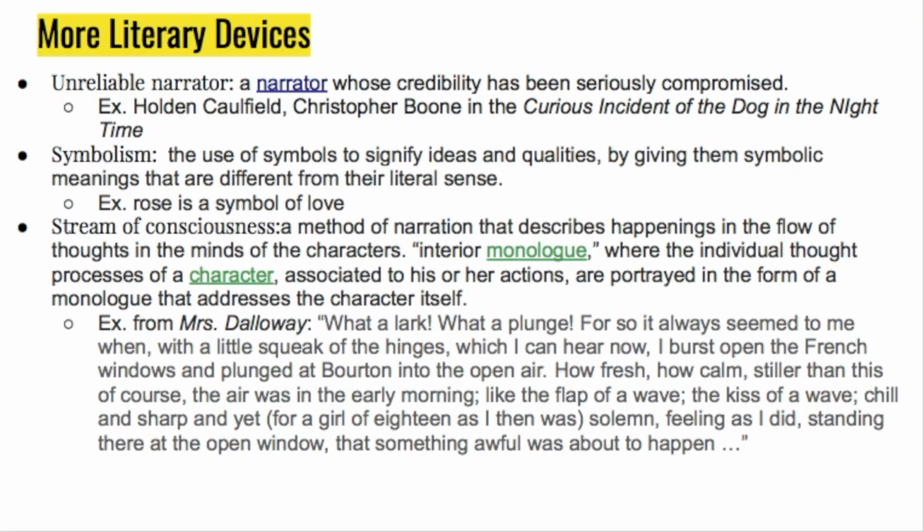We have an unreliable narrator. So this is when it's usually written in first person, and you can't always trust what the narrator is saying. So one of the classic examples of an unreliable narrator is Holden Caulfield, and you will see why when we're reading this book. If you haven't read The Curious Incident of the Dog in the Night-Time, it's a really cool mystery book about a kid who has autism and solves the mystery. And so Christopher Boone is that unreliable narrator. I think he's a little more reliable than Holden, though.